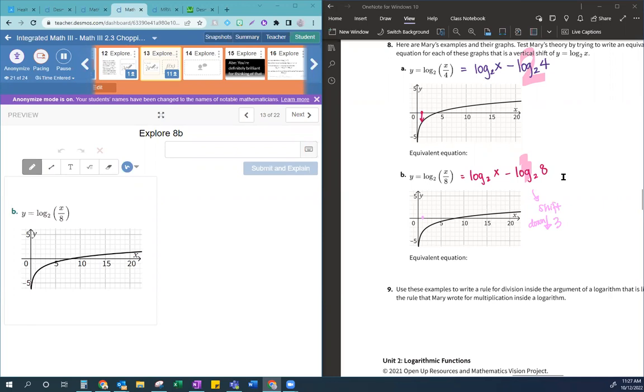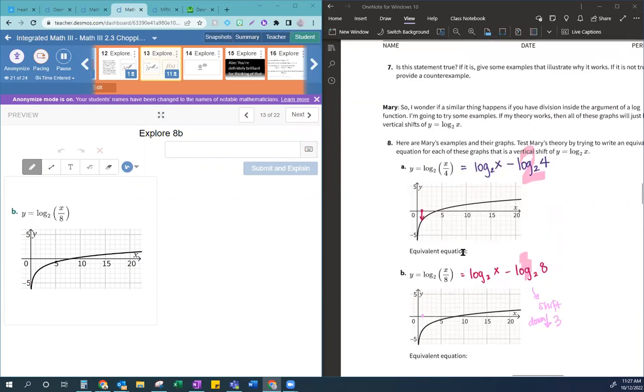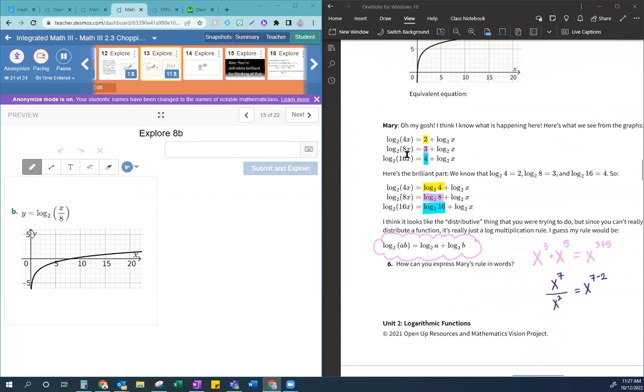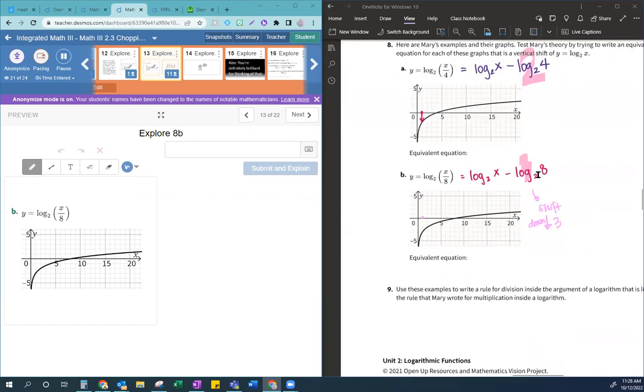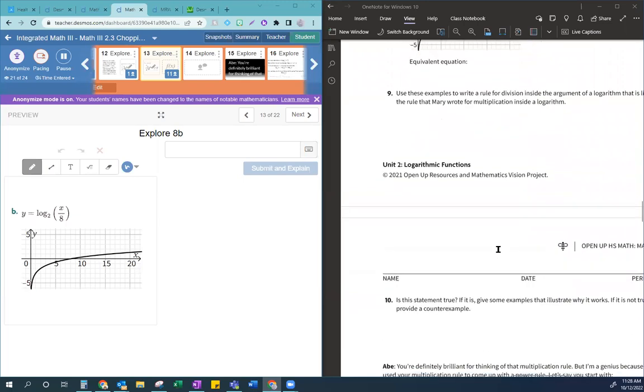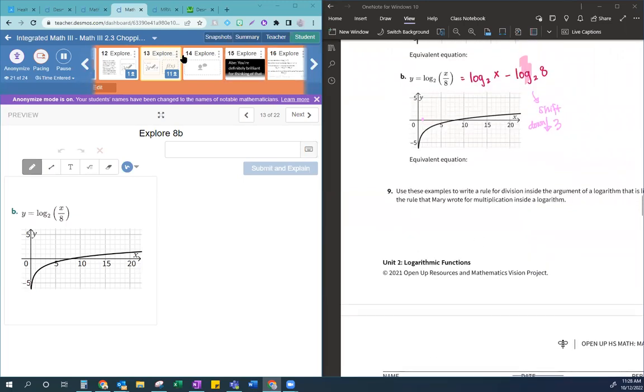I want you to be comfortable in both of these rules. When it's multiplication, Ms. Johnson, I add exponents. Exactly. When it's division, like these down here, I subtract. And then you're able to deal with these obscure ones like log base 2 of x over 8. You should be seeing this now as, because I'm in log land, that's a shift. Okay.